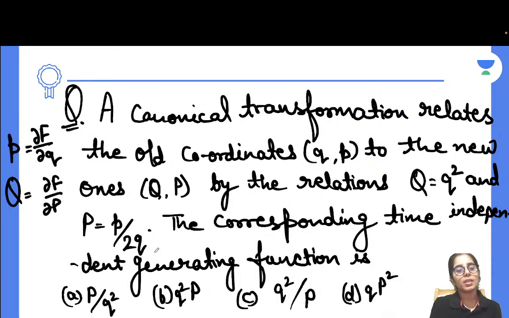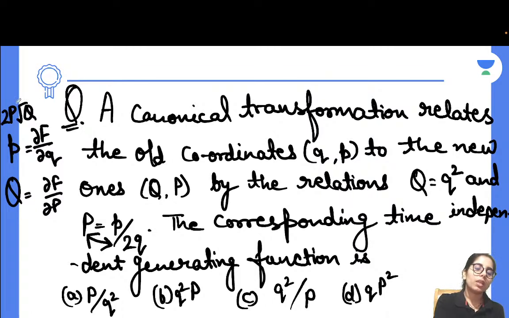Now, in this case, what will happen? The small p, do you want it in the final answer? No, it should not be in your generating function. So can you replace the small p with the capital ones? The answer is yes. Capital P times 2Q, and Q will be root Q. So capital P, 2 and root Q.